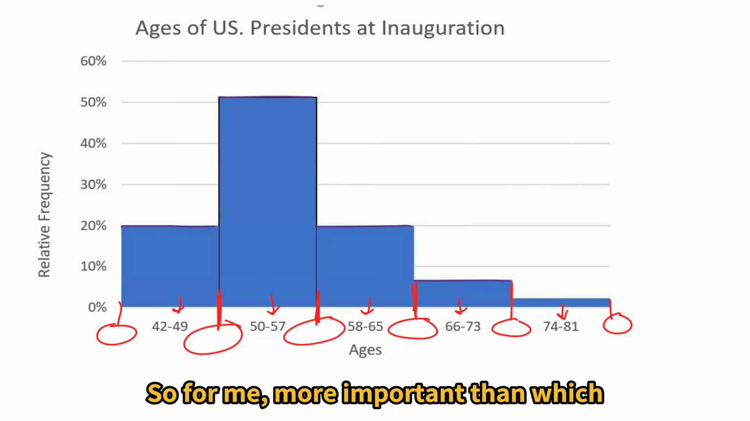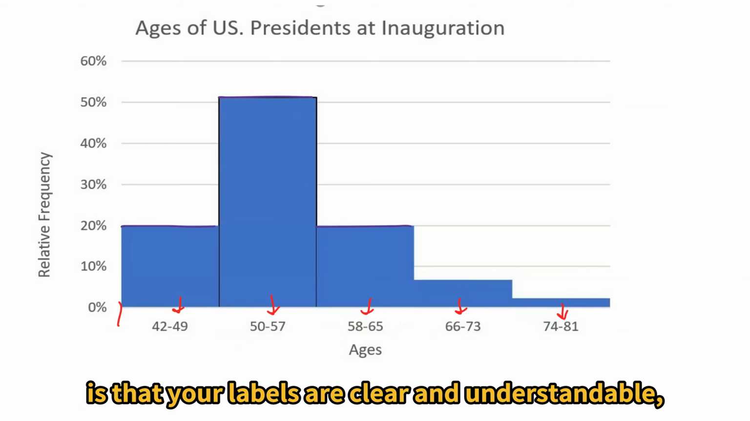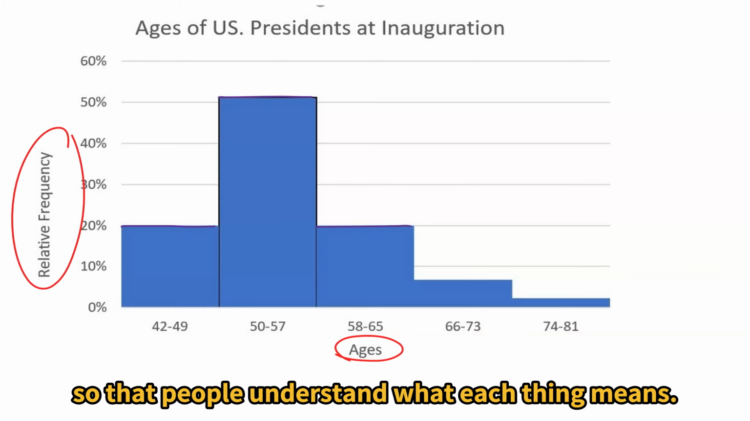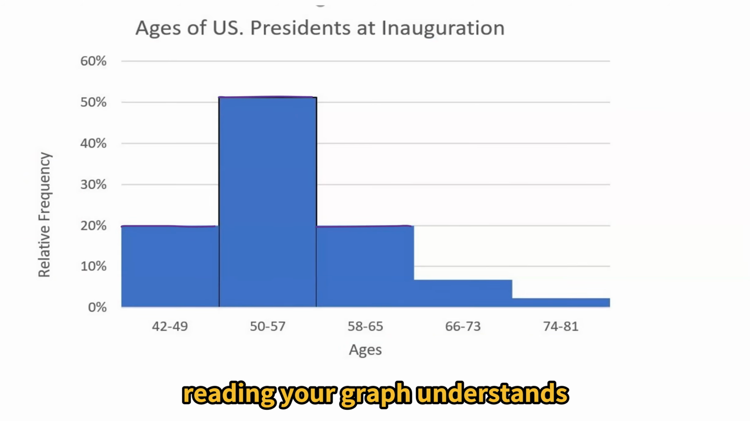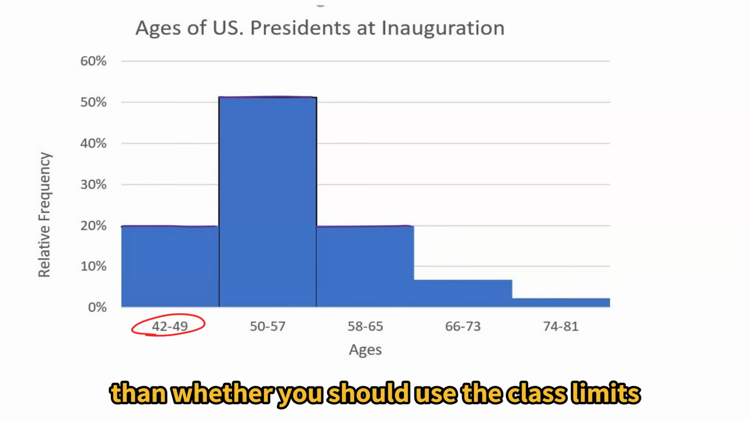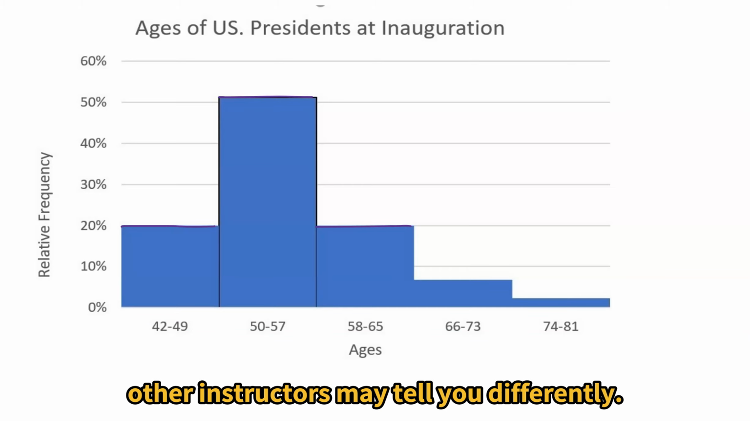So for me, more important than which label you put on your graph is that your labels are clear and understandable, like they are here. That you also have axis labels so that people reading your graph understand what each thing means. And that there's a title so that someone reading your graph understands what this graph is representing. That to me is way more important than whether you should use the class limits or the class boundaries. I will say this is my own personal preference. Other instructors may tell you differently.